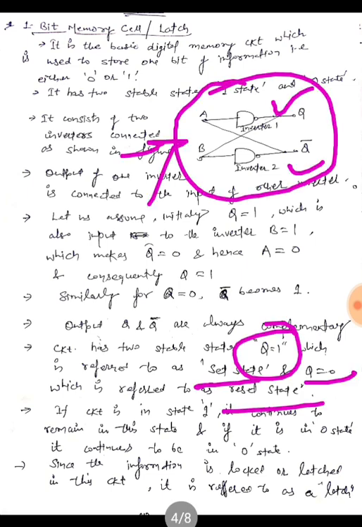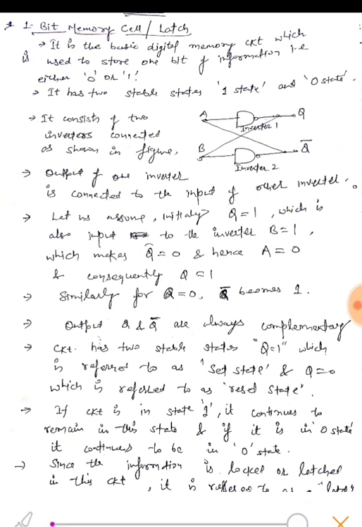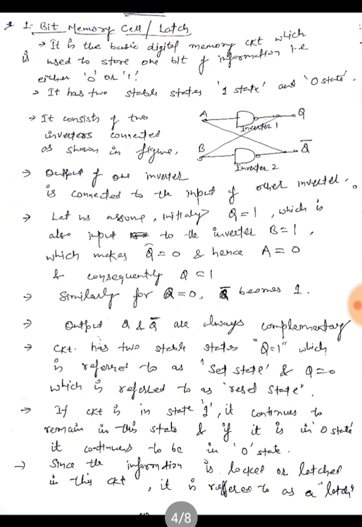So that's why, since the information is logged in it, since the information is logged or latched, the circuit is referred to as a latch. Logged means latch. If a 0 is stored or a 1 is stored, it is logged in this circuit. We cannot change it by providing any input, because there is no such provision.